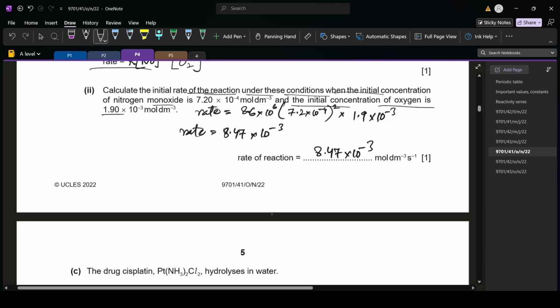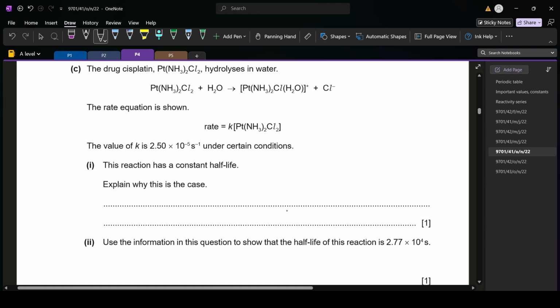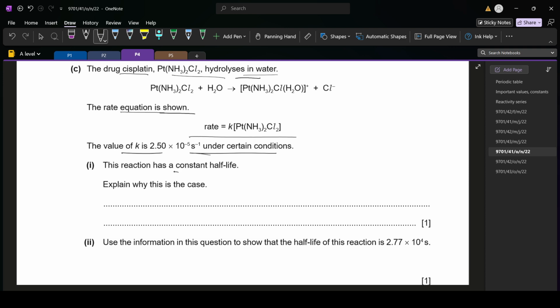Okay, moving towards the next part, part C. The drug cisplatin hydrolyses in water. The rate equation is shown. The rate is first order with respect to cisplatin. The value of k is 2.5 × 10^-5 under certain conditions. This reaction has a constant half-life. Explain why this is the case, because you can see that the overall reaction is first order.